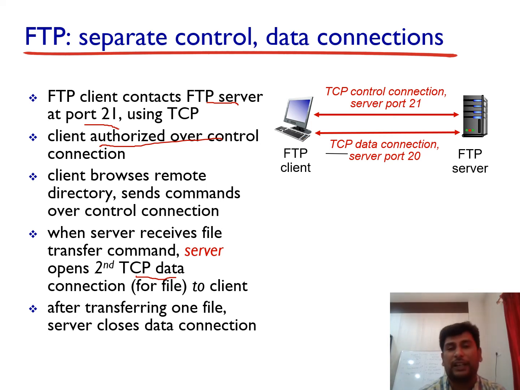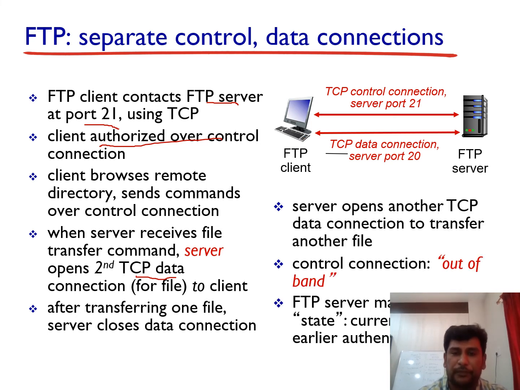After one file has been transferred by the server to the client, that data connection will be closed. So this is how it works: a connection request by the client to the server over a control connection using port number 21, and the server responds with a data connection using port number 20. The server opens another TCP data connection to transfer another data file. The control connection is out of band, and the FTP server maintains the state of that connection, which is not happening in HTTP.